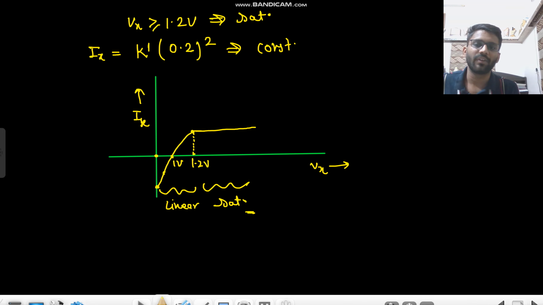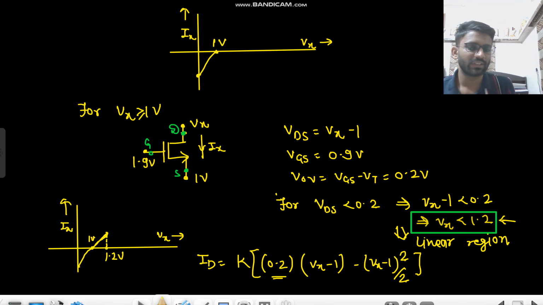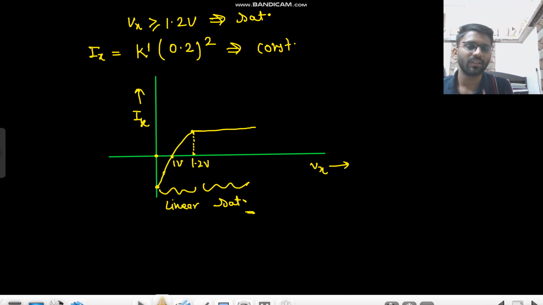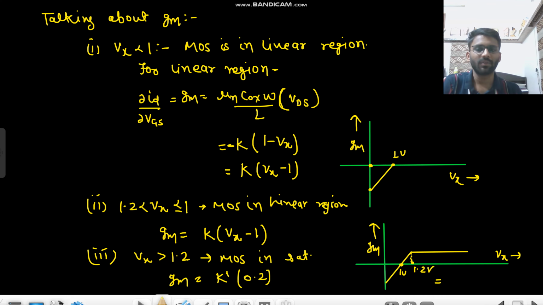Okay, and now when we talk about Vx greater than 1.2, it is simply in saturation region, and in the saturation region it depends only on the VGS value, and VGS value is constant, so your Ix will be constant. Okay, so that's how your curve will look like. It will go like this and then saturates. Okay, talking about Gm.